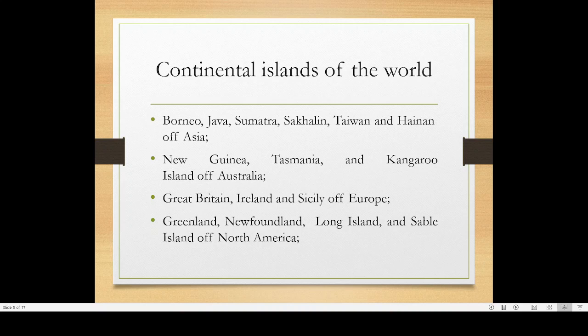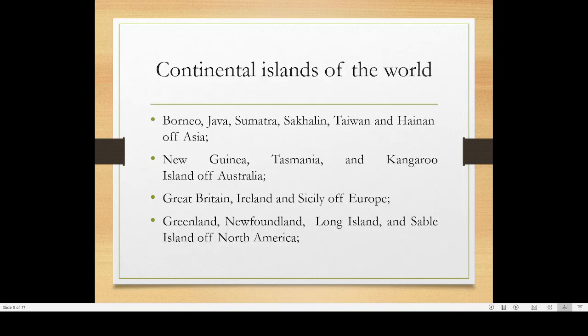Then we have an island called Newfoundland. If you look at a map and you see Canada, on the northern portion of Canada, you can find a large island known as Newfoundland. Then Long Island and Sable Island. These are also islands present on the northern side of North America. So these are the different continental islands of the world.